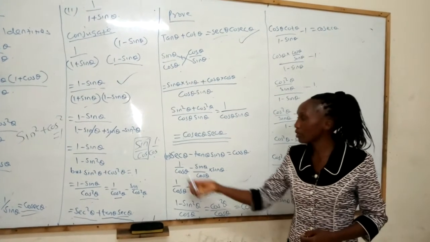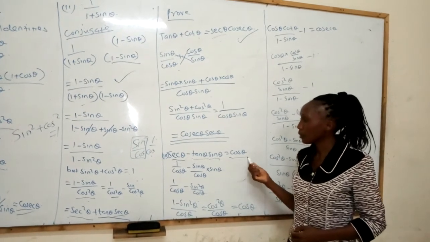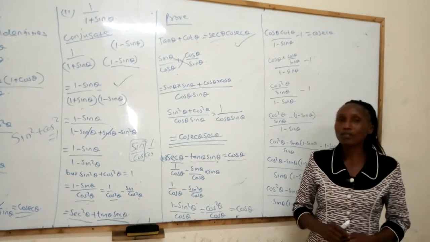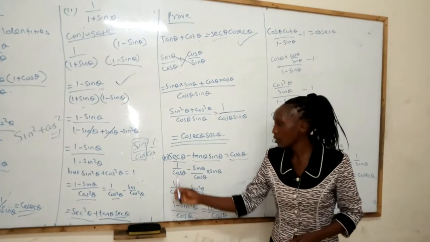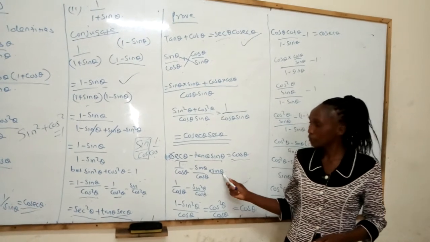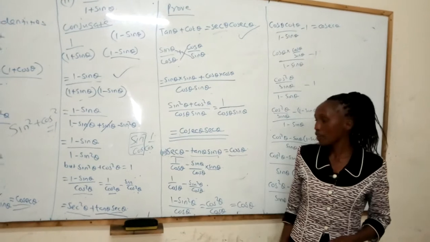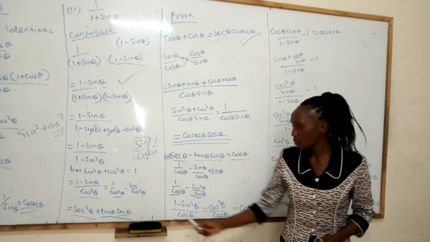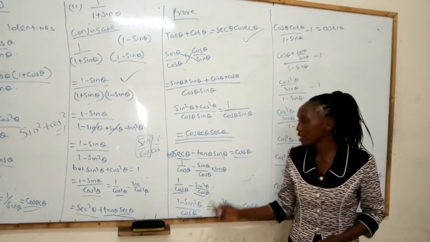Let's go to another example. You are given sec theta minus tan theta sine theta is equal to cos theta. This one will be easier if we use the value on the left hand side to confirm the value on the right hand side. You know sec is the reciprocal of cos, which is 1 over cos. Tan is sine over cos, and sine remains sine. 1 over cos minus sine times sine, that is sine squared over cos. Because the denominator is the same, cos, we say 1 minus sine squared.